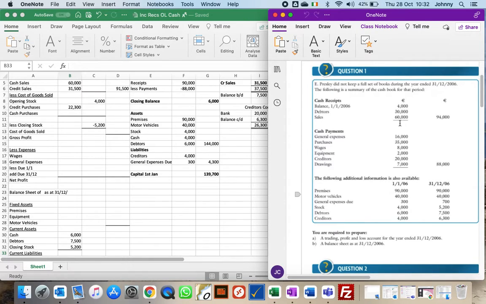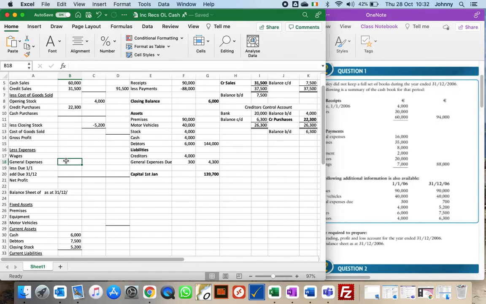We've dealt with all the cash receipts now. Now let's look at our cash payments. So we have 16,000 for general expenses. Now there's dues to be taken into account as well. So we have general expenses due of 300. Now that was due for last year, nothing to do with this year, so I'll take that out. It means we spent 300 this year that wasn't for this year, so it's not an expense of this year's expense for last year. That's why it's a minus.